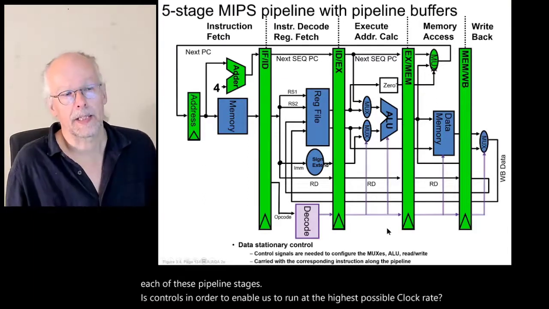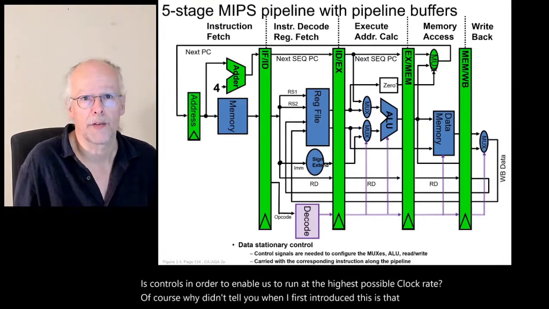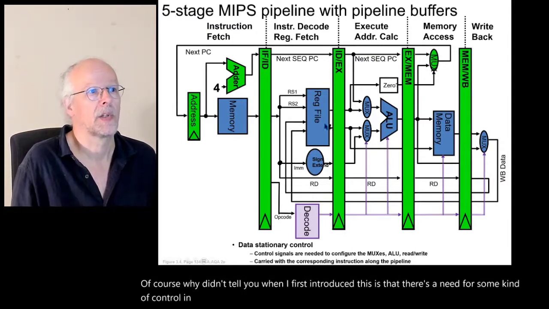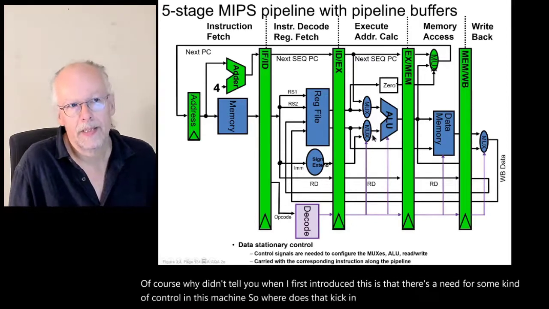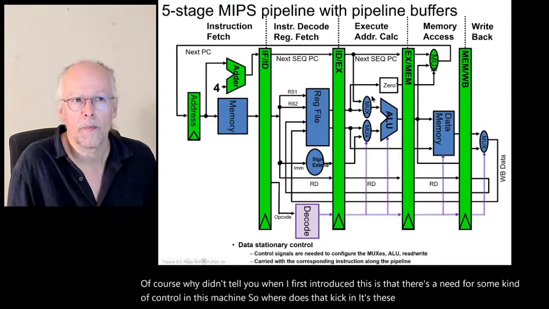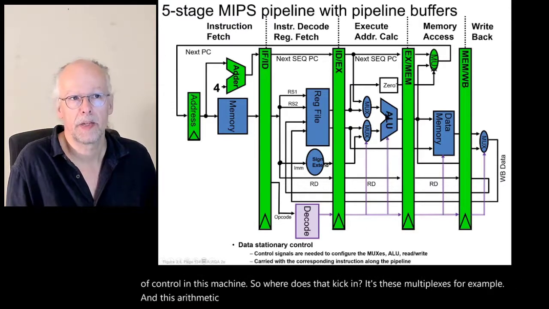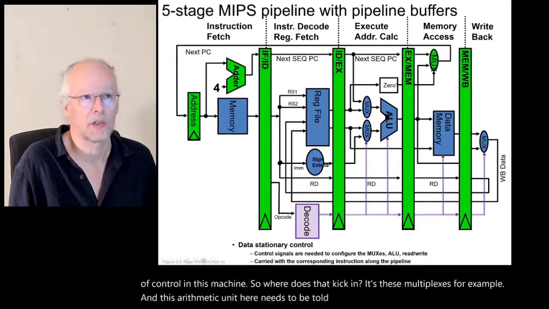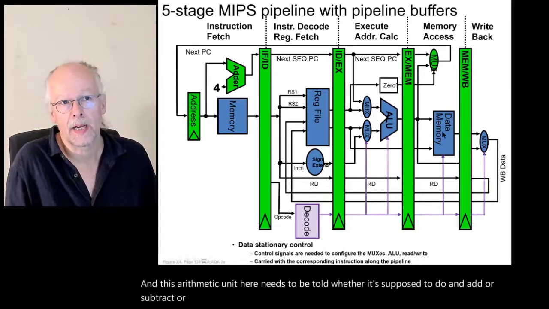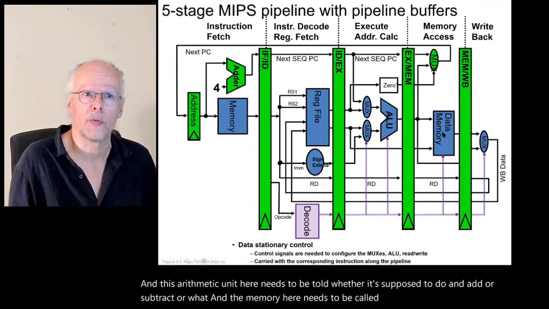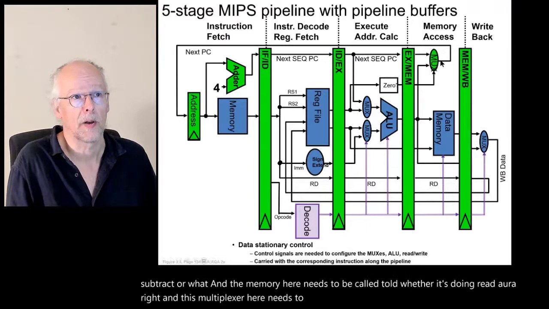Of course, what I didn't tell you when I first introduced this is that there's a need for some kind of control in this machine. So where does that kick in? Well, it's these multiplexers, for example, and this arithmetic unit here needs to be told whether it's supposed to do an add or a subtract or what. The memory here needs to be told whether it's doing a read or a write, and this multiplexer here needs to be controlled, and so does this one.